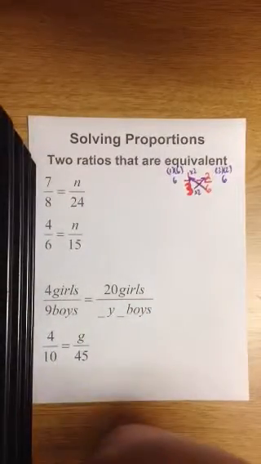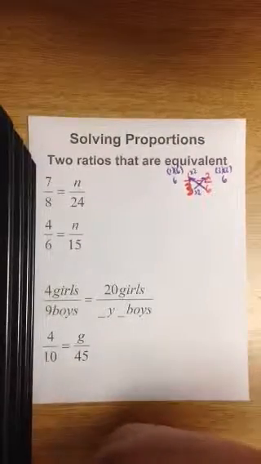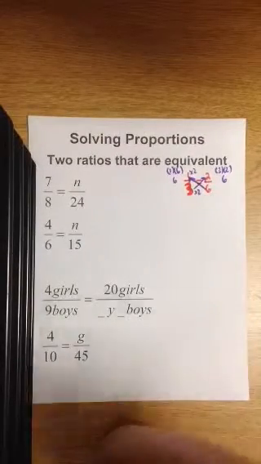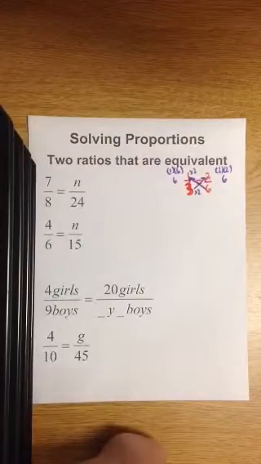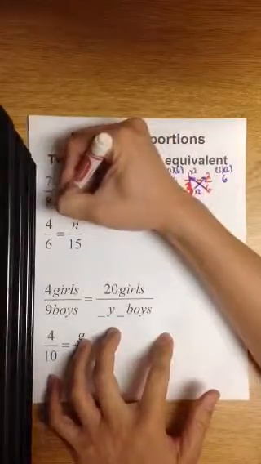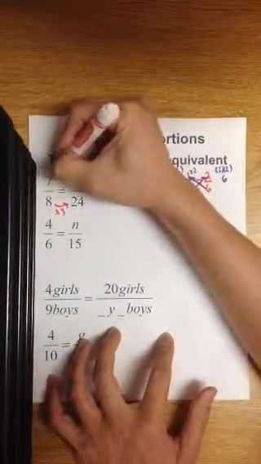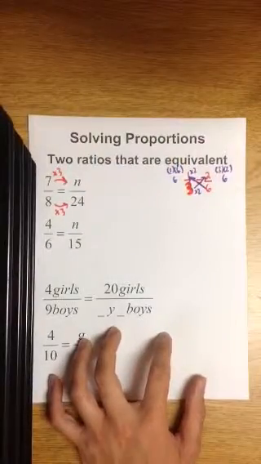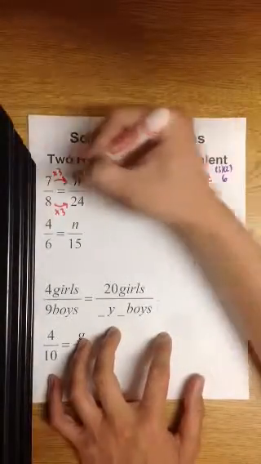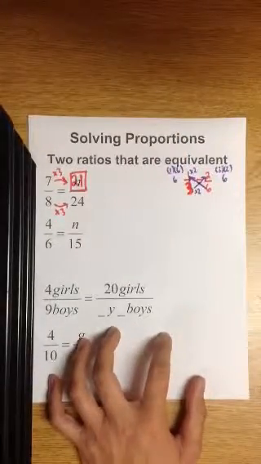7/8 is equivalent to something over 24. Let's find the scale factor. What can we multiply 7 and 8 by to get something over 24? I think you multiply by the scale factor of 3, right? 8 times 3 is 24. 7 times 3 is 21. So the missing number is 21.